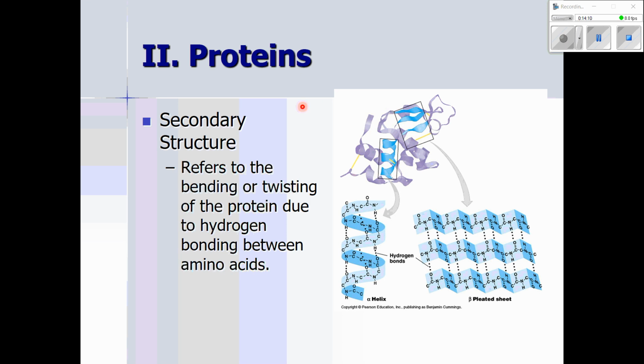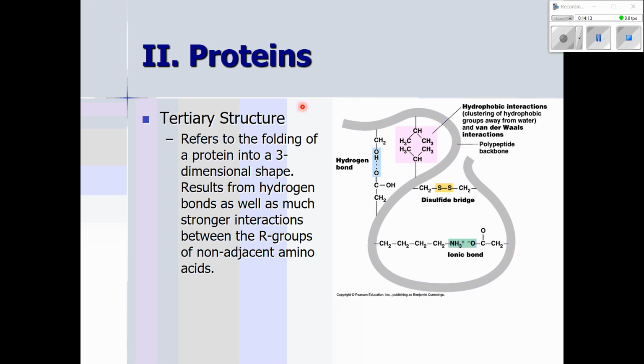And that three-dimensional shape is called the tertiary structure of a protein. This refers to the folding of a protein into a three-dimensional shape. And this three-dimensional shape is partially maintained by hydrogen bonds. So this would be an R group that's located on this amino acid. Here's an R group that's on this amino acid. And if those two R groups are attracted to each other, they're going to form a hydrogen bond. It's going to hold that folded protein in place.